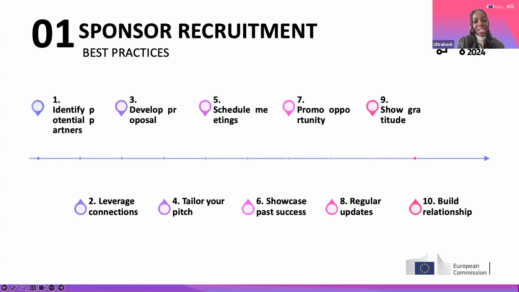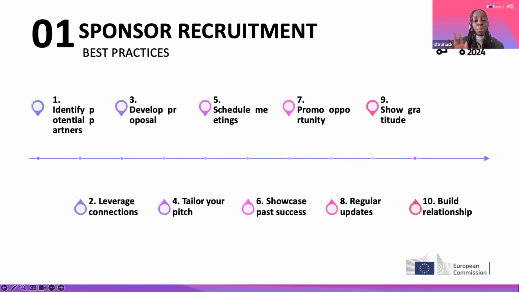The first thing that you will need to do will be identifying potential partners, people that can help you in bringing this challenge. Then, leverage connections. The third will be develop a proposal for them, and the fourth, tailor your pitch. The fifth will be schedule meetings with these potential partners and show them your proposal and your pitch. Sixth, showcase past success stories. And seventh, the promo opportunities that this sponsorship can give to them.